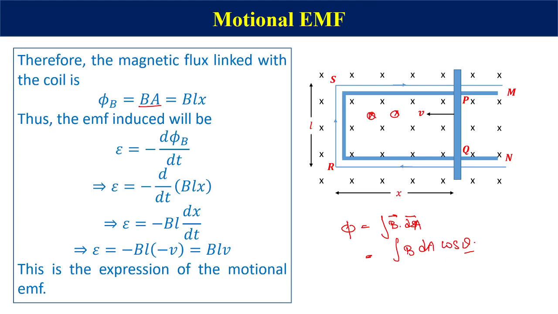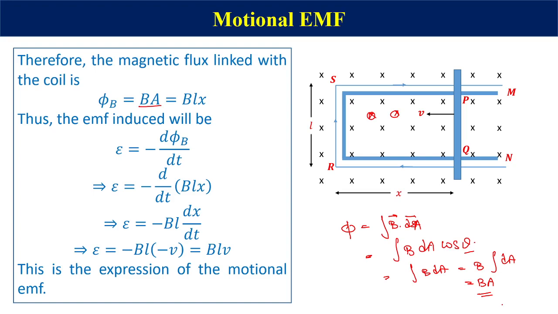So the angle made by the area vector and the magnetic field is 0. If we put theta equal to 0, then cos 0 is equal to 1, so you remain with integration of B dA. Since B is constant, it comes out of the integration sign. You remain with B integration dA, which is ultimately B into A. This is the derivation from where we can write it.